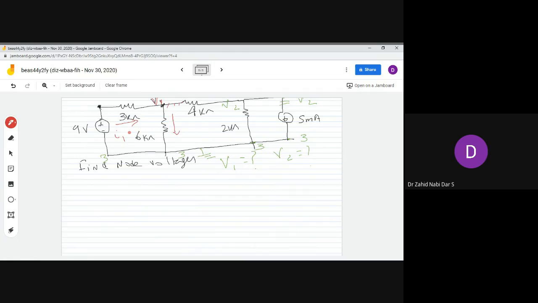So this I1 is getting divided into I2, and again this is getting divided into I3. This I3 over here you can see is getting again divided into I4 and I5. I5 is already given as 5 milliamperes. So now I have to assign the polarities according to the passive sign convention.